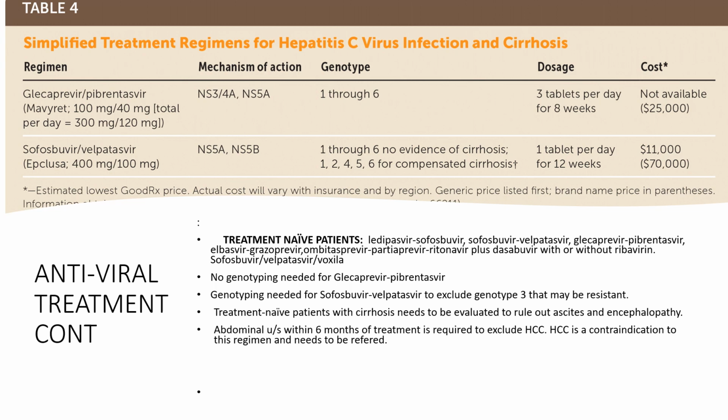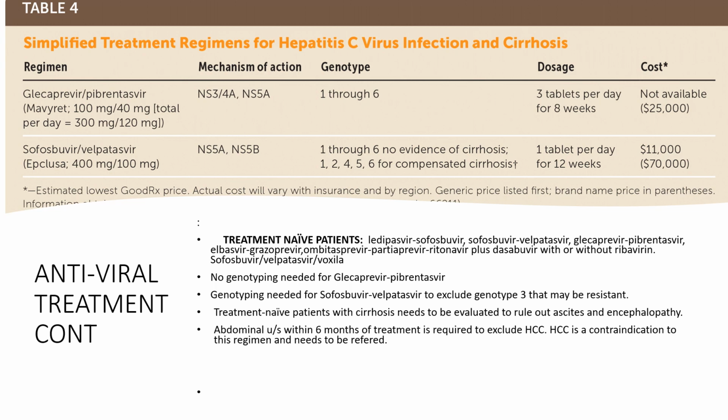So for patients using the first regimen, Mavyret, you don't need genotyping because it can take care of all the genotypes. For patients going for the second regimen, you have to type the patient to make sure the patient doesn't have genotype 3, because genotype 3 is resistant to this medication.